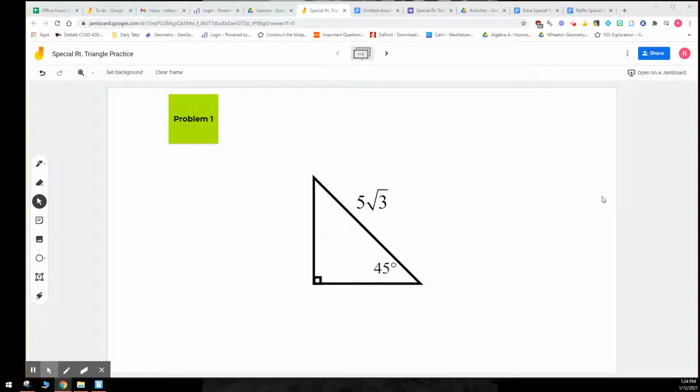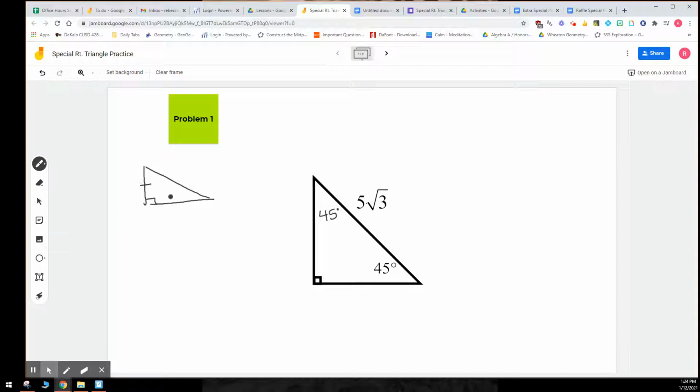All right, let me help you out with problem 1, and then you can retry a problem very similar to it. The first thing I notice is this triangle has a 45-degree angle. So this is also 45. So I'm working with that reference triangle for the 45, 45, 90.